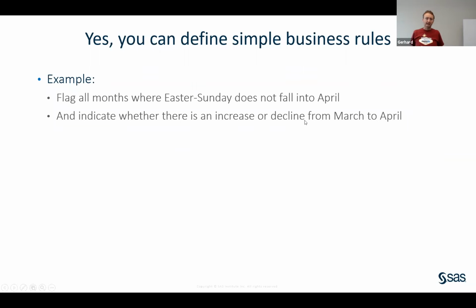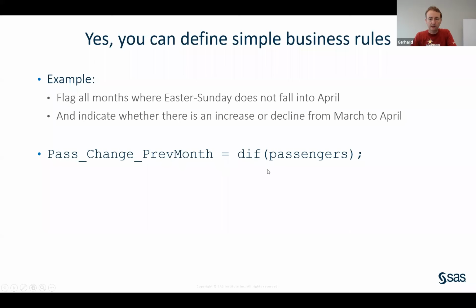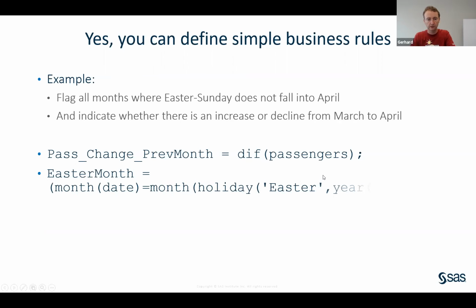The business rationale behind this is that for many areas in tourism or in restaurants, it makes quite a difference whether Easter falls into March or into April, because sometimes if it's in April, you have more people already going out to the mountains and pursuing leisure activities. So maybe you would like to also label this in your data. I coded this using the diff function in SAS to see whether there's an increase or a decline from the previous to the actual month.